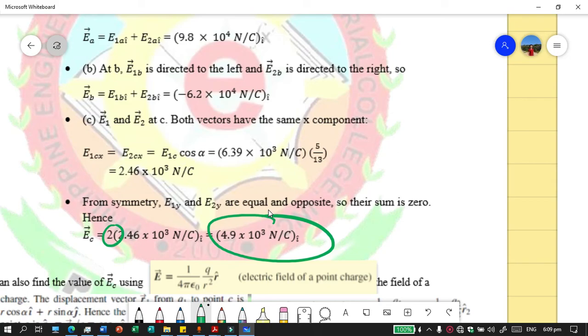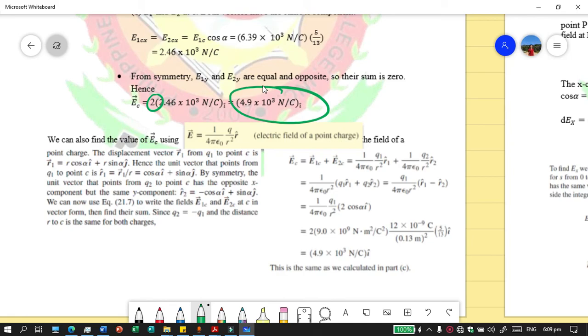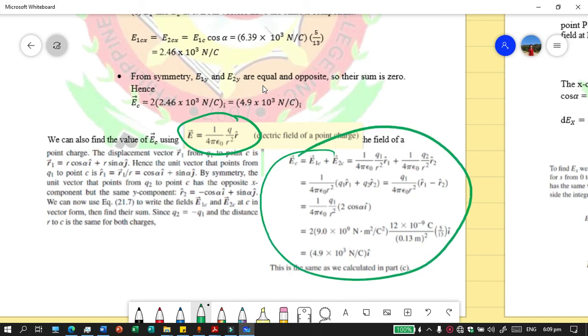Ganito yung process na gagawin natin. Okay? Now, let's try to look at what's written here below. So, pwede rin nating mahanap yung value ng electric field natin using this one. Okay? Electric field of point charge. So, this can also be the process na pwede ninyong gamitin. But in that case, we will no longer explain that because it would take too much time.